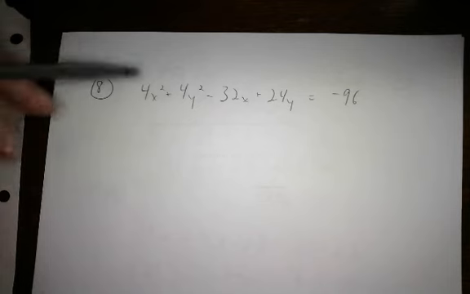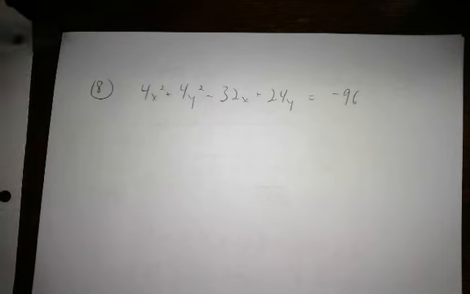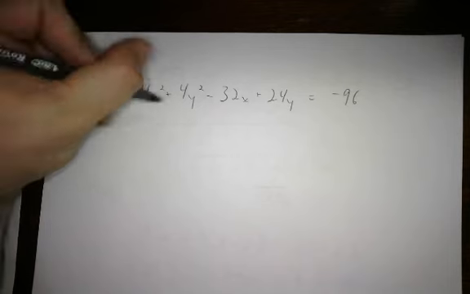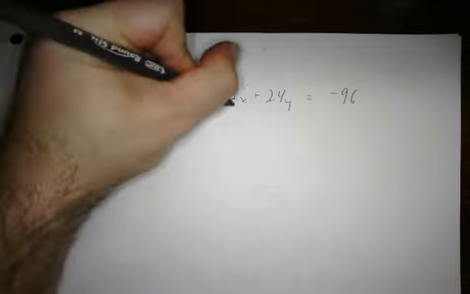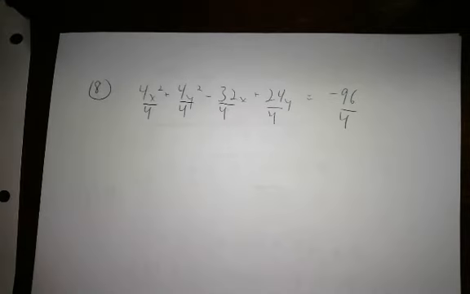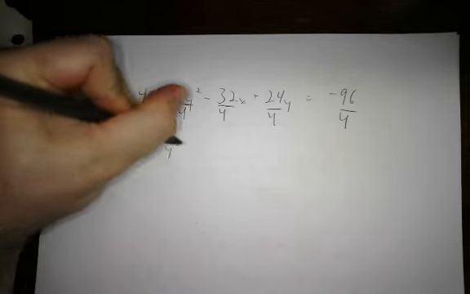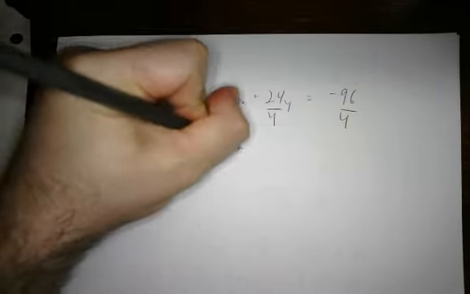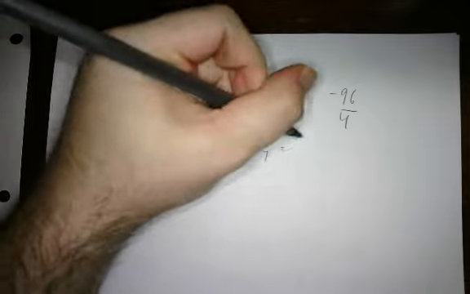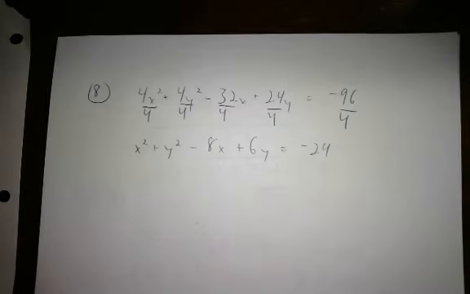Now the one little twist on this problem is, in order to complete the square, the coefficient on the x squared and y squared term have to be 1. So the first thing I'm actually going to do is I'm going to divide every term by 4. Okay, and if I do that, I get x squared plus y squared minus 8x plus 6y equals -24.